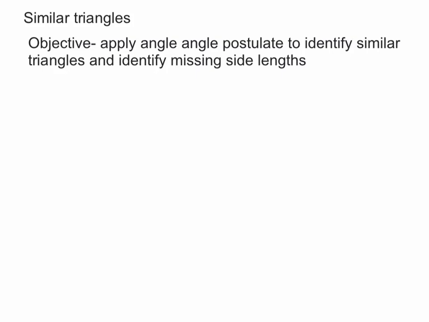So this video is on similar triangles and applying the angle-angle postulate to identify similar triangles and identify missing side lengths. So the examples that we're going to do are going to involve both identifying the similar triangles and then finding the missing side lengths by finding scale factors and then setting up ratios and proportions.